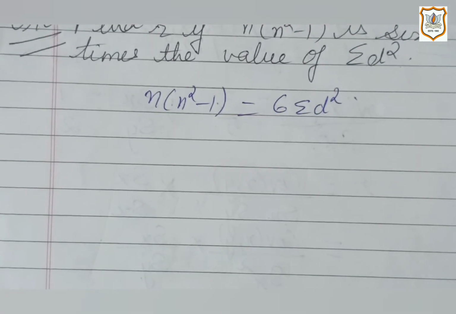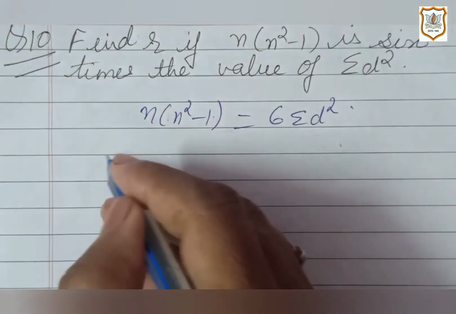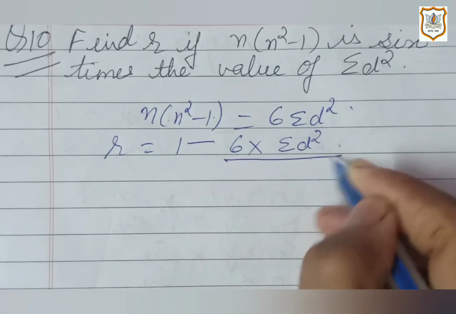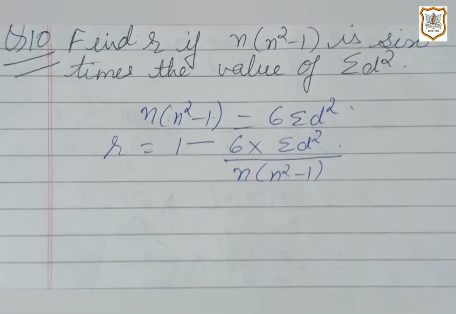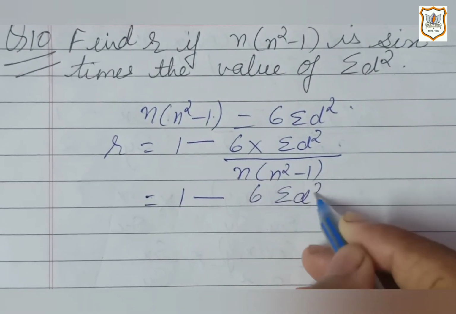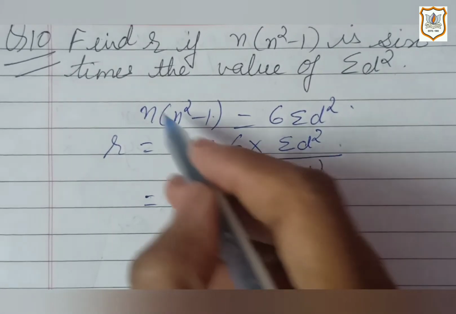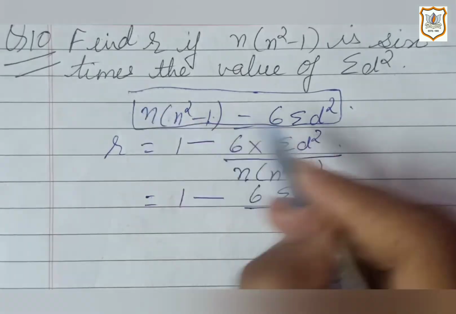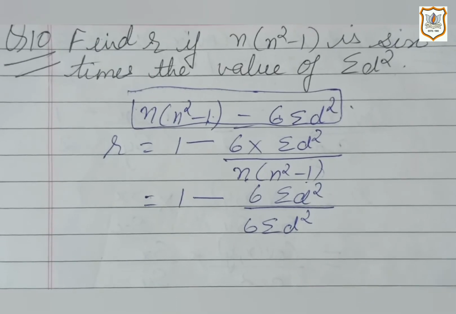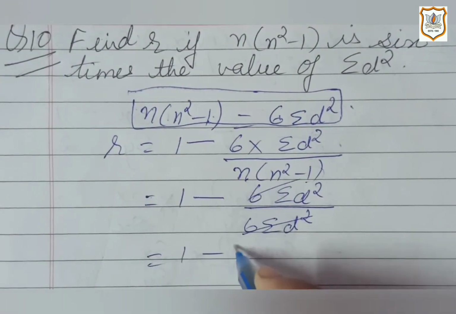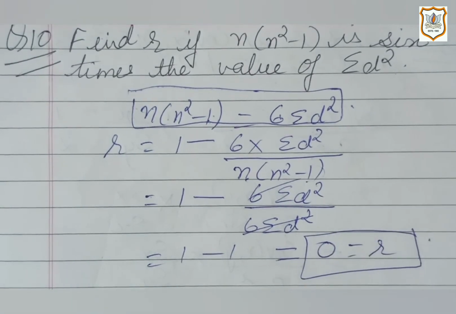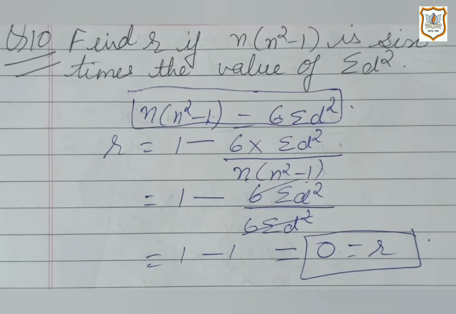Now what we are supposed to do? You know the value of R. R is equal to 1 minus 6 sigma d square upon n square minus 1. So this will be 1 minus 6 sigma d square upon this n square minus 1, which we can substitute as 6 sigma d square. So this will get cancelled. You will have 1 minus 1 and your answer will be 0. So this is the value of the correlation coefficient. That means it is lack of correlation.